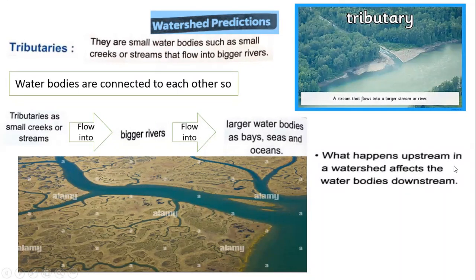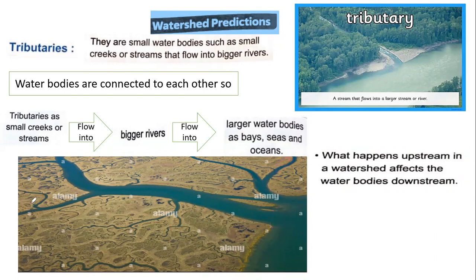What happens upstream? Upstream يعني المكان اللي جاي منه النهر فوق. What happens upstream, where the river starts. Yes. What happens upstream in a watershed affects the water bodies downstream. يعني اللي هيحصل في أول النهر في المنبع بتاع النهر هيأثر في المصب بتاع النهر، هيأثر في الأوشن، هيأثر في كل مكان.